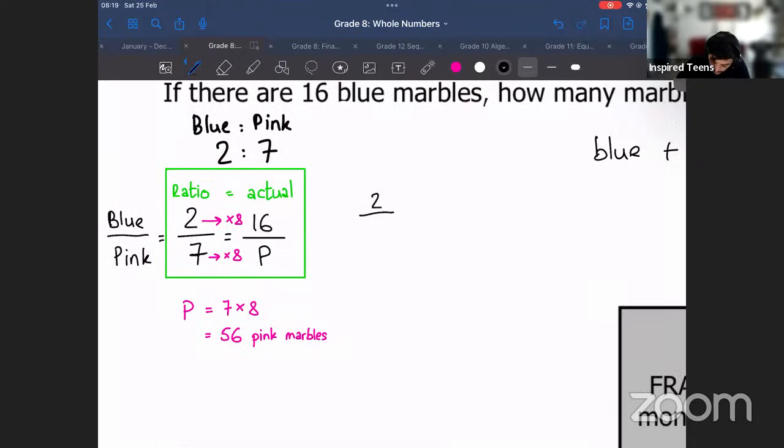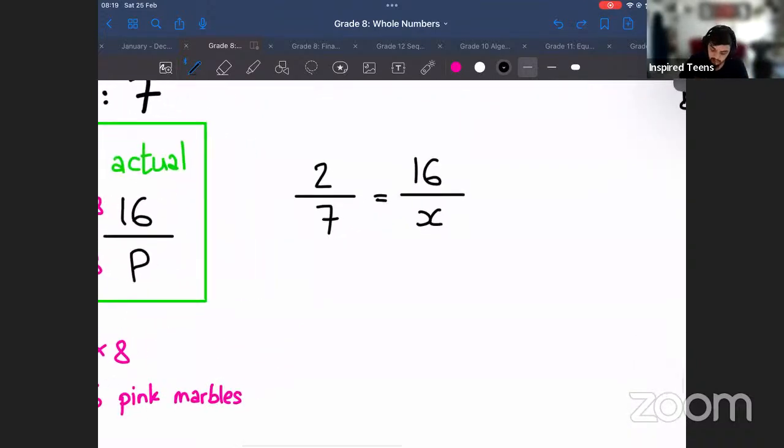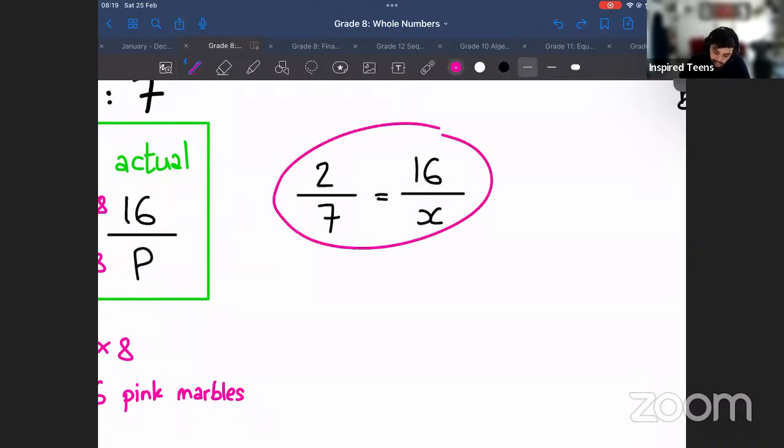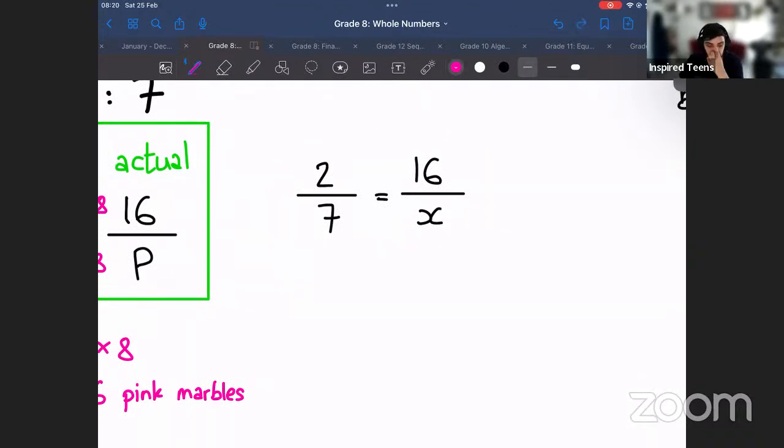Mathematically speaking, we create a ratio: 2/7 is equal to 16 over an unknown pink amount of marbles. It's an unknown value that's represented by X. You could represent it with any variable, P, Q, R, S, T, V. I was just using P because it's pink, X because that's the first one we use in maths, Y second one. So I have 2/7 is equal to 16 over X. In this case, I do what we call cross multiplication, where I multiply 2 by X, 2X, and I equate it to the multiplication of 16 and 7.